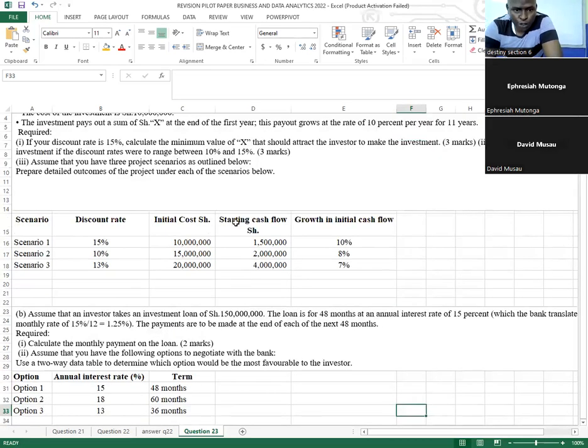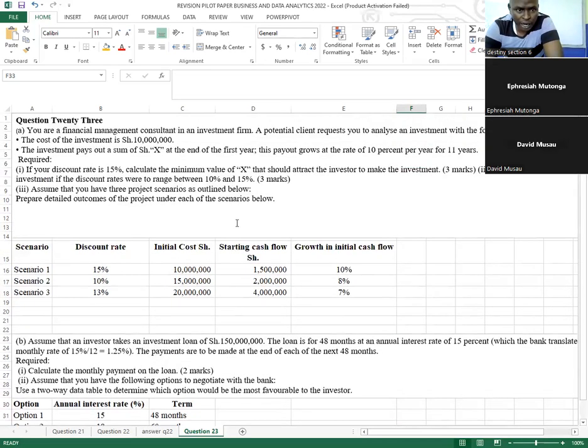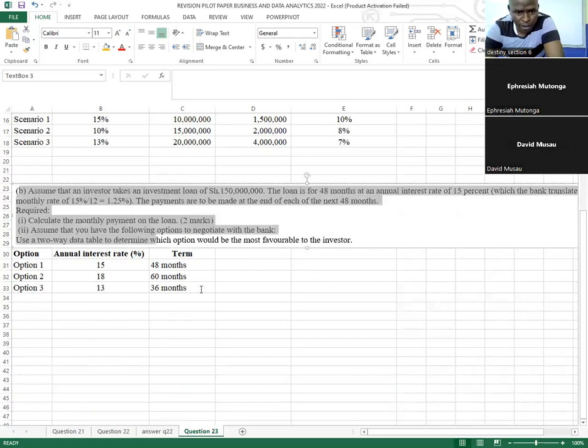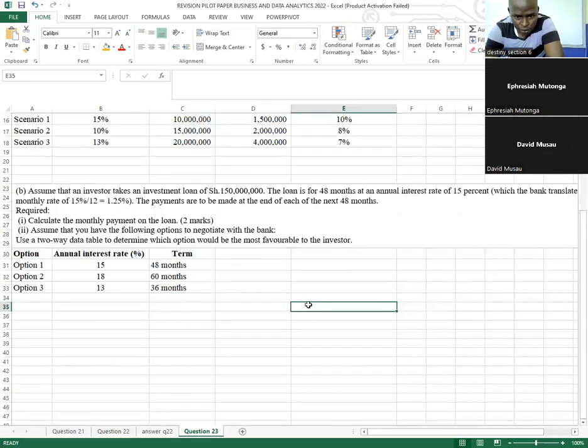Okay, so that is the question I'm talking about. It is question number 23. We will use that question once we are done with the two variable data table. So straight away we continue with the two variable data table.